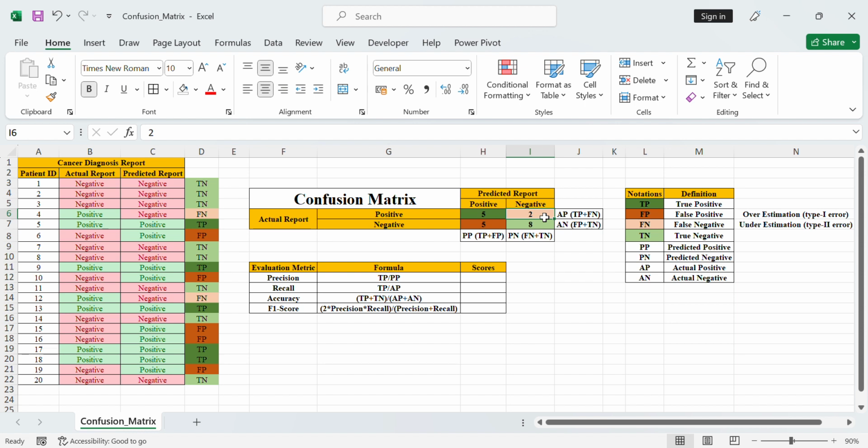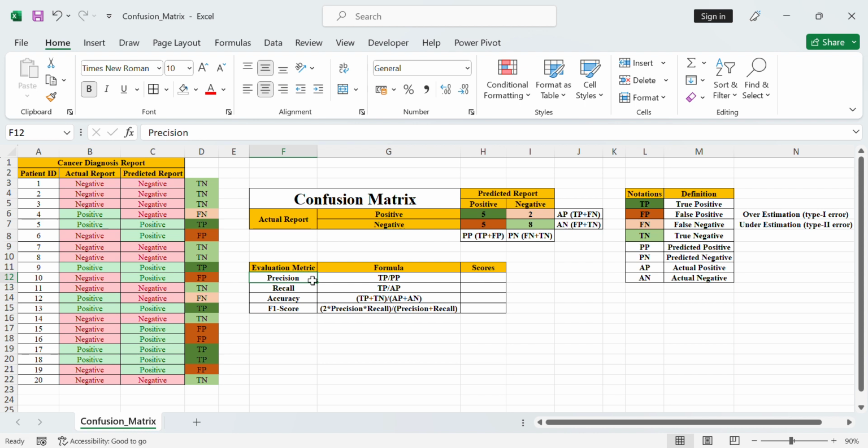Now the confusion matrix is created, but what to do with it? How to evaluate? How to choose the model? So there are 4 types of evaluation metrics: precision, recall, accuracy and F1 score. These metrics help us to choose the best model. Based on these values, we choose our best model.